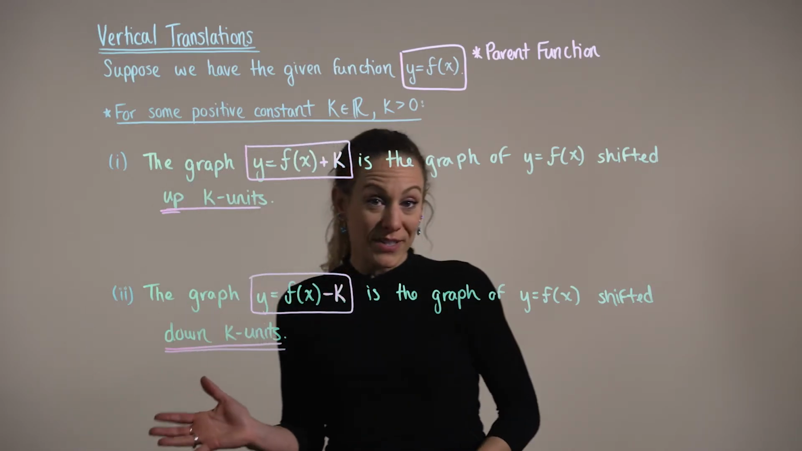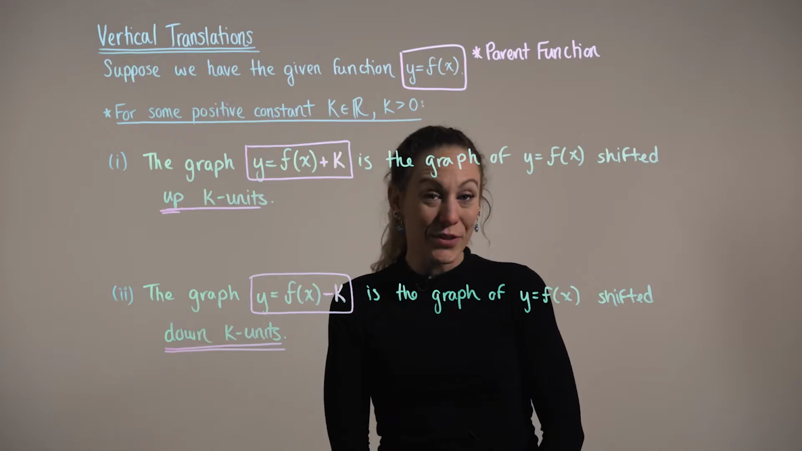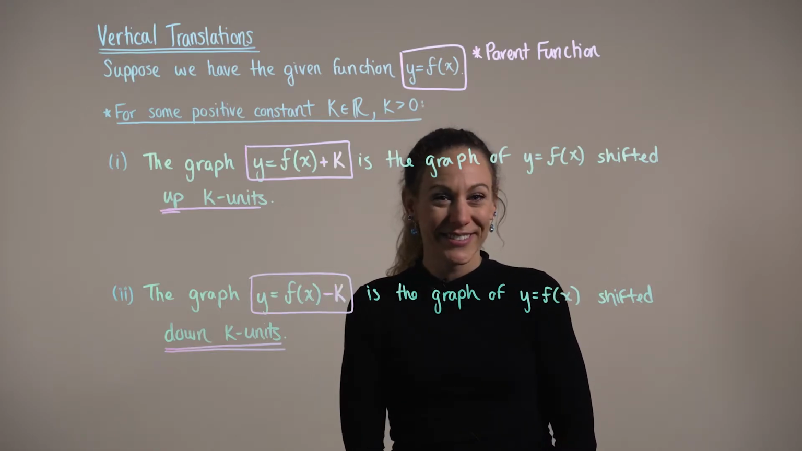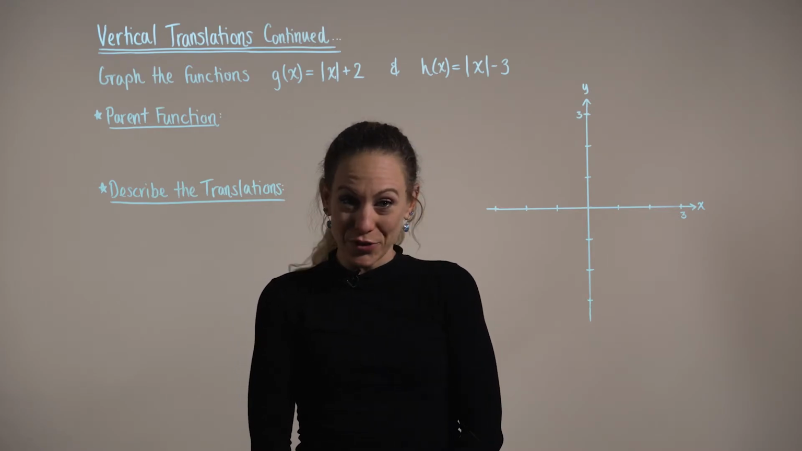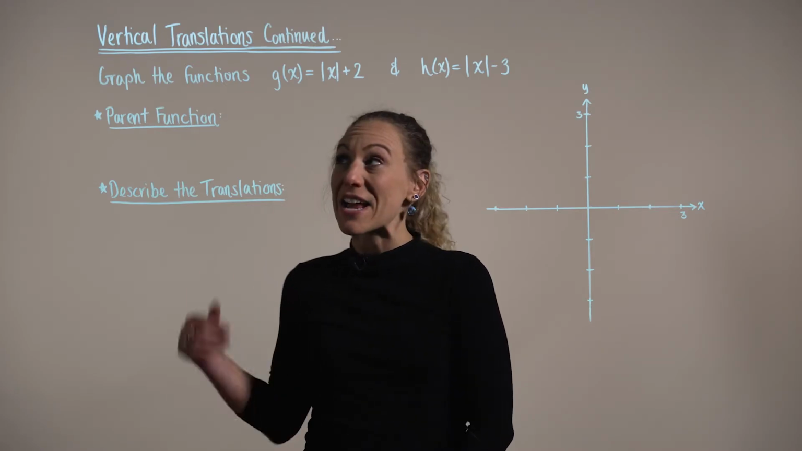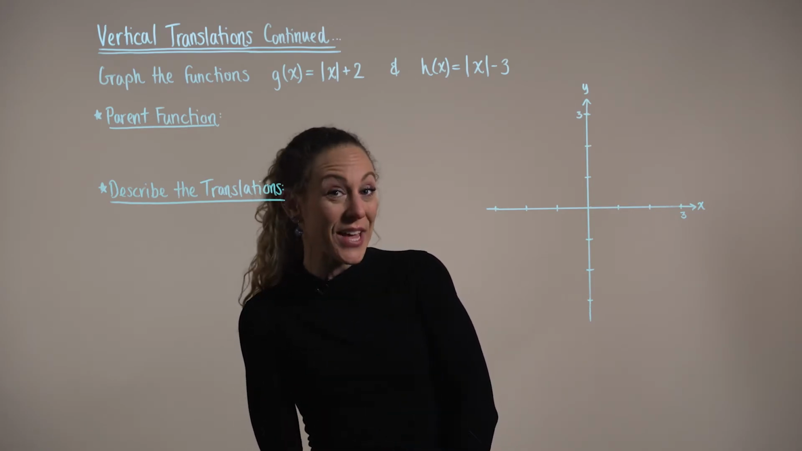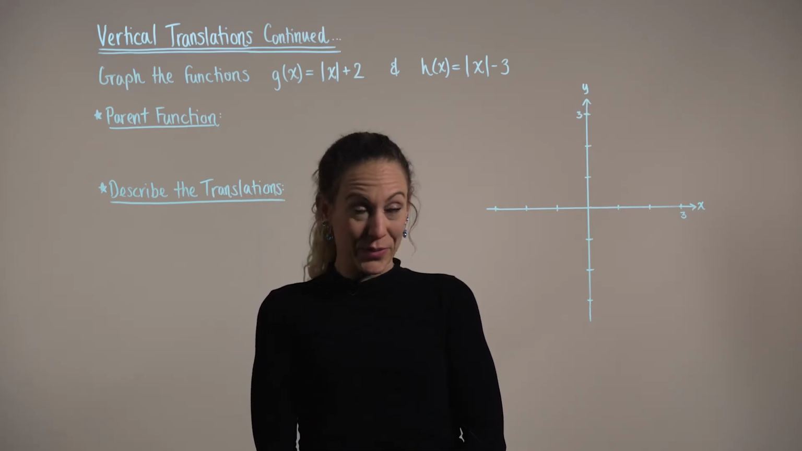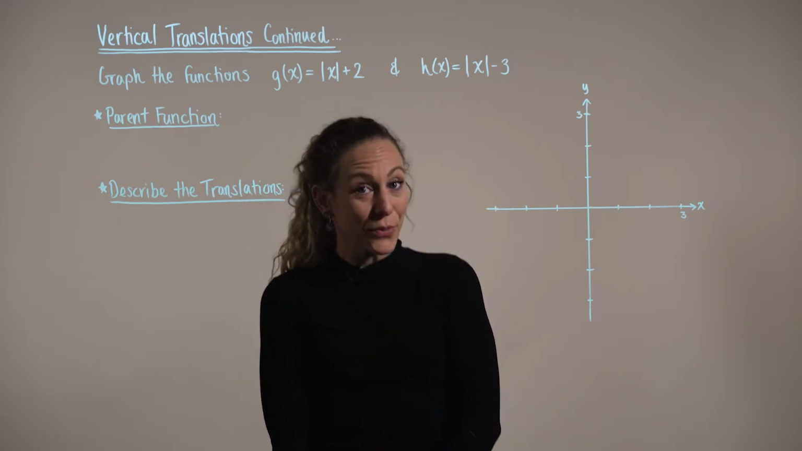So to better help us understand these vertical translations, let's go ahead and consider the following example. Let's go ahead and graph these two functions. And here we are given g of x is equal to the absolute value of x plus 2. And we have h of x is equal to the absolute value of x minus 3.